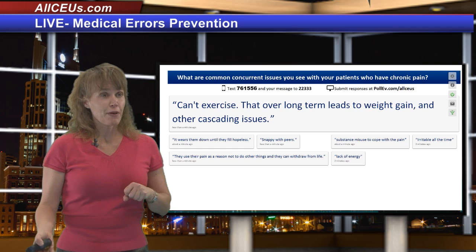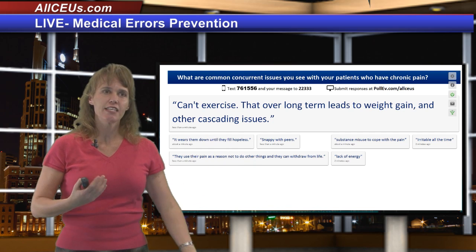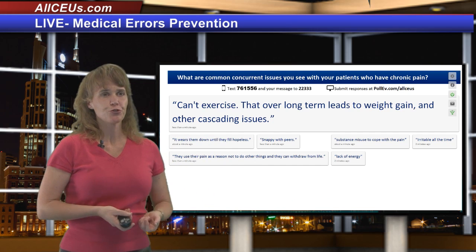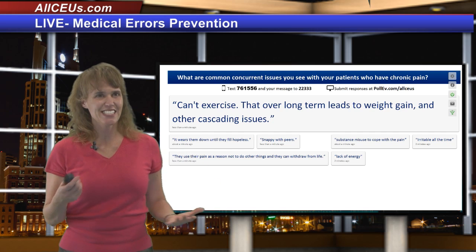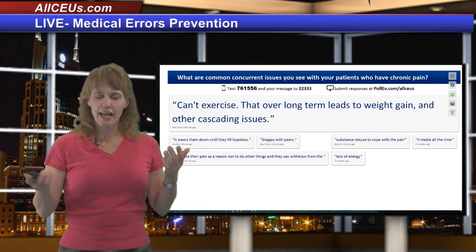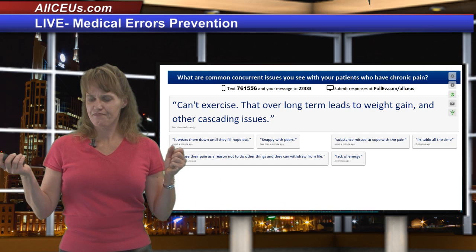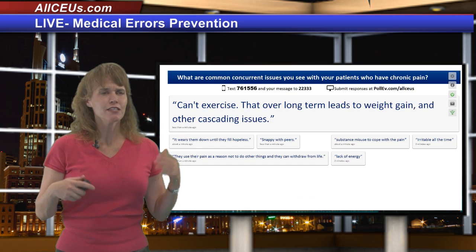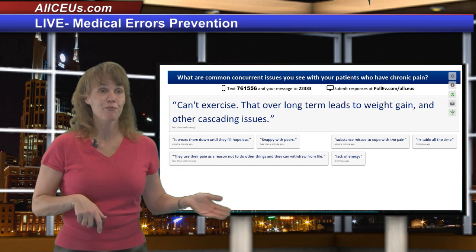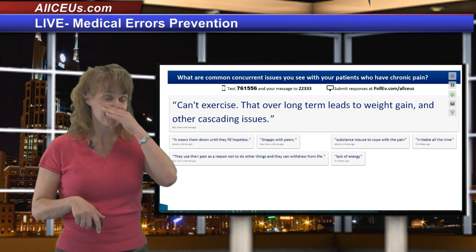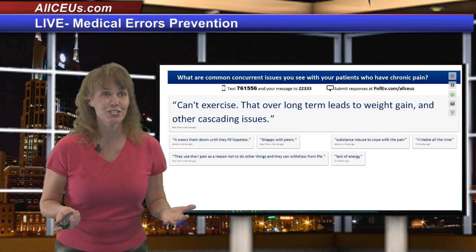People who have chronic pain may not be able to exercise as much or the way they used to, which may lead to weight gain and other cascading issues. I love that commercial for one of the arthritis medications: a body at rest tends to stay at rest, and a body in motion tends to stay in motion. Not all of our patients can do that.